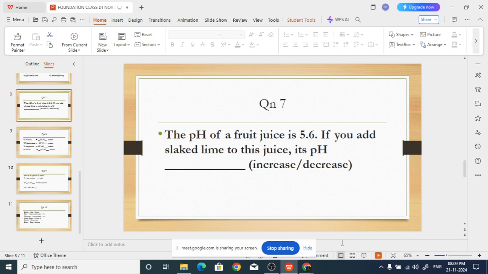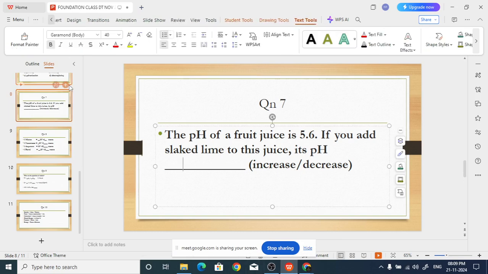Anything less than 7 is acidic. All acids will have pH less than 7. And anything above 7, all the non-acidic, that will be more than 7. Slaked lime is non-acidic. So when you add slaked lime to the juice, fresh juice means it is acidic, so the pH will increase. The answer is increase.